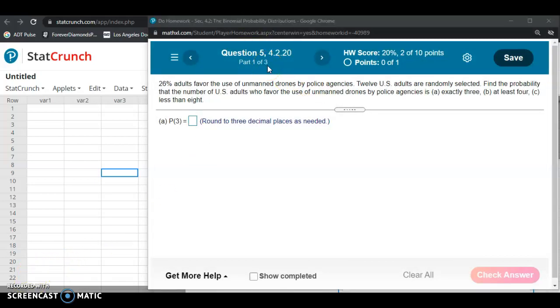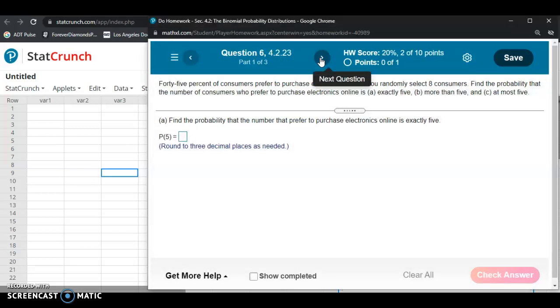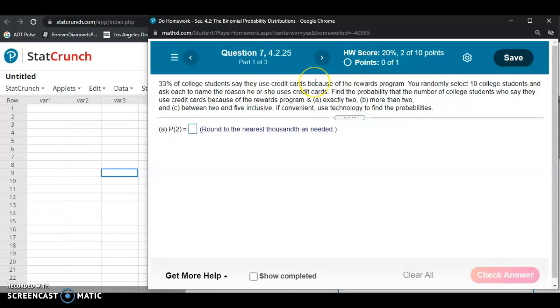So question 5 is very similar, so I'm going to go ahead and skip it. Okay, same with question 6. So I'm going to go to question 7.